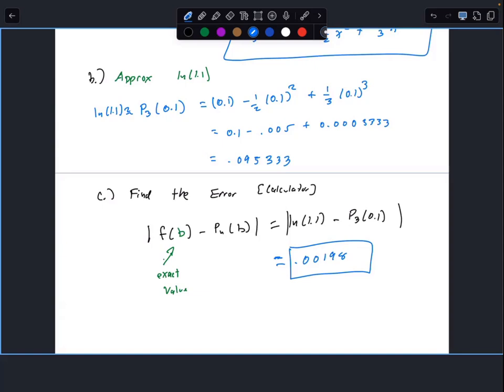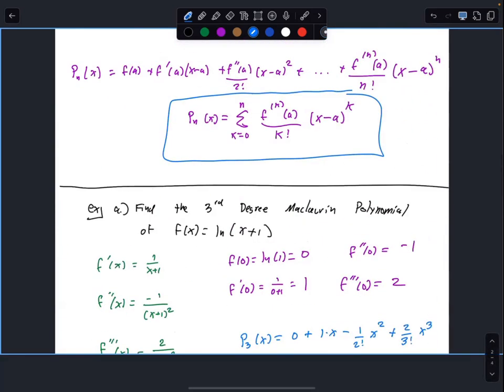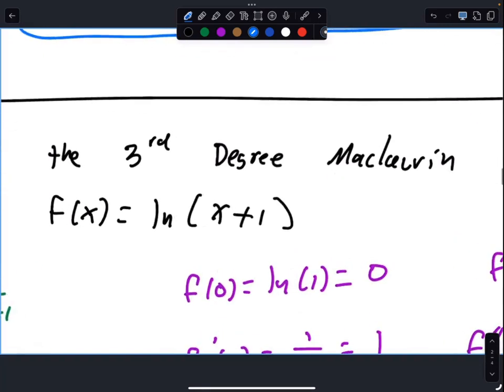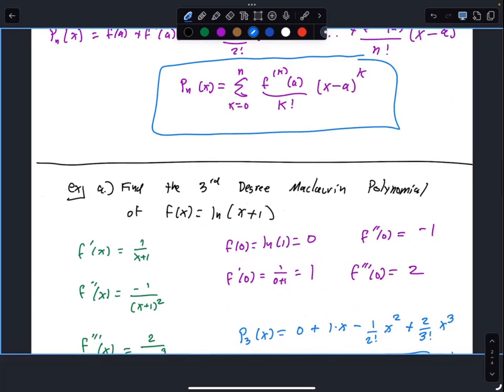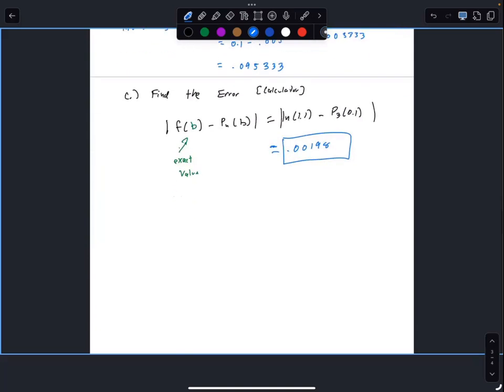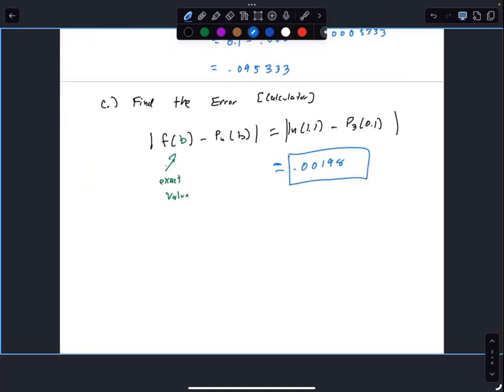Yes? So why did we do P3 of 0.1? Because the function was x plus 1. If it was just x in there, if it was just the natural log of x, then it would have been 1.1 that we would have plugged in, because we were going to center it at x equals 1. We decided to center it at x equals 0, so in order to center it at x equals 0, we shifted it off to x plus 1 for our function.